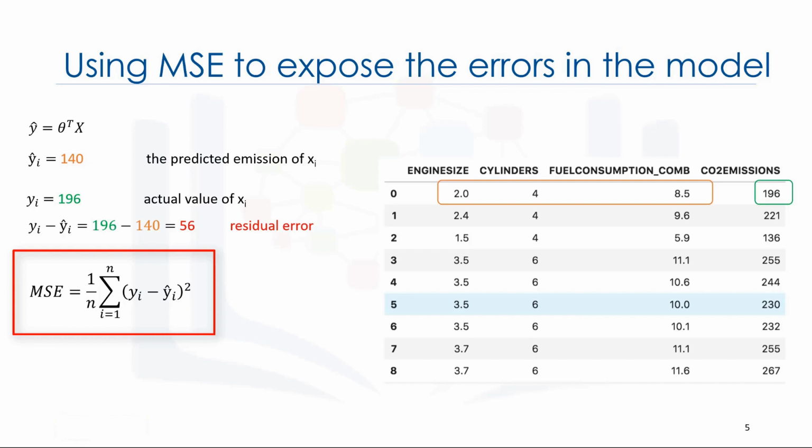Mathematically, MSE can be shown by an equation. While this is not the only way to expose the error of a multiple linear regression model, it is one of the most popular ways to do so. The best model for our dataset is the one with minimum error for all prediction values. So, the objective of multiple linear regression is to minimize the MSE equation. To minimize it, we should find the best parameters theta.